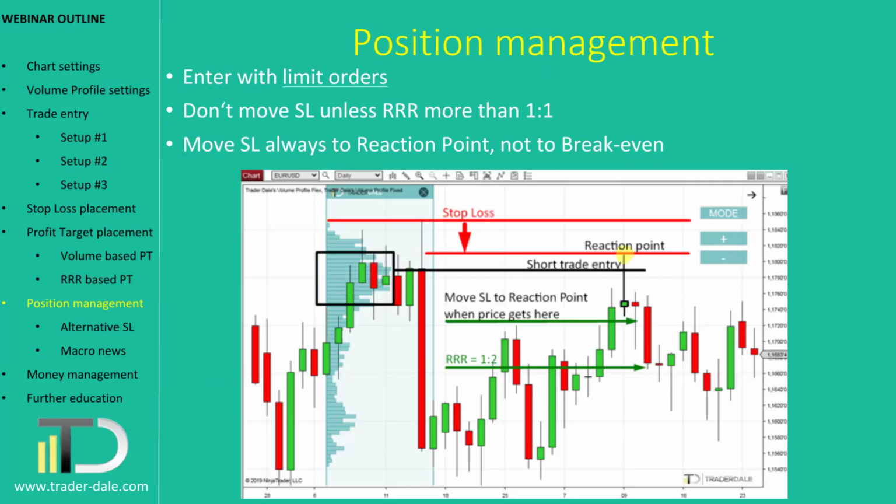Alright, next thing I would like to cover, position management. As I said, I enter all my swing trades with simple limit orders. I don't use any sort of confirmation to enter my trade.